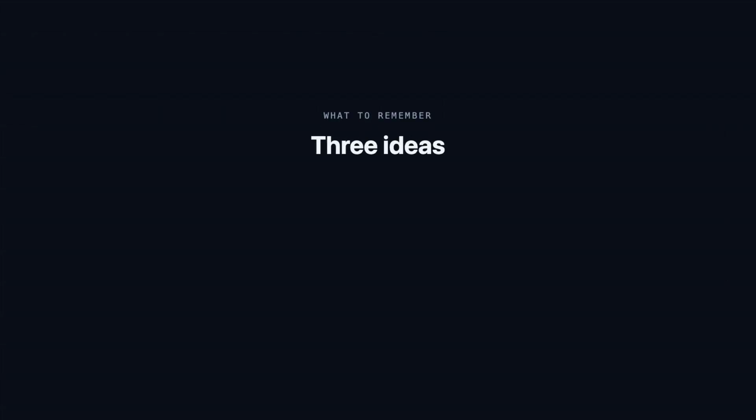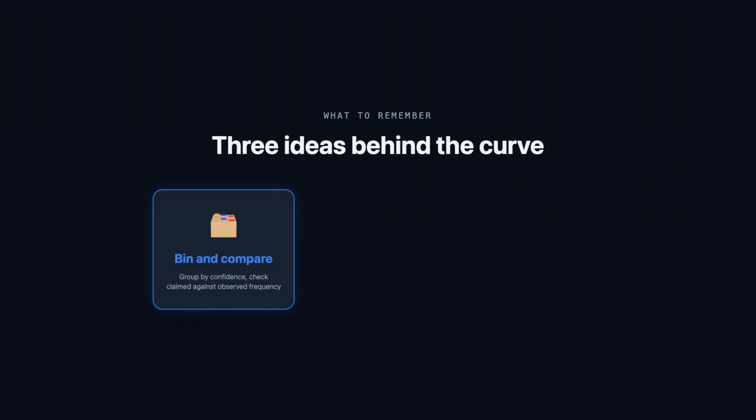So carry 3 ideas with you whenever calibration matters. First, the mechanics. Bin the predictions by their stated confidence. Then compare each bin's claimed probability against the frequency you actually observed in the real outcomes. That side-by-side comparison, repeated across every bin, is the entire heart of what a calibration curve is doing.